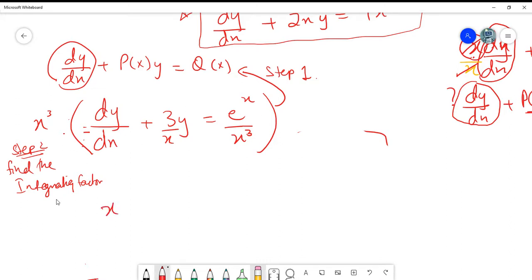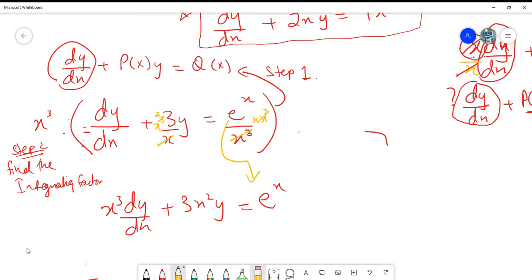So we end up with x cubed dy by dx plus 3x squared y equals e to the power of x. Because when you multiply x cubed with 3 over x, then the x and x cubed cancel, giving you 3x squared. And when you multiply x cubed with e to the power of x over x cubed, then x cubed and x cubed cancel, leaving you with e raised to the power x only.